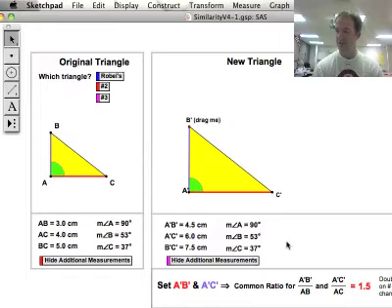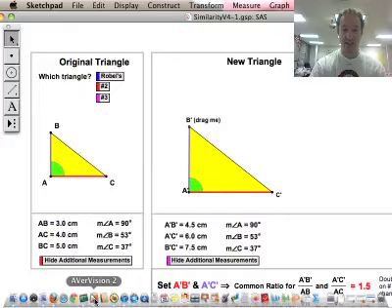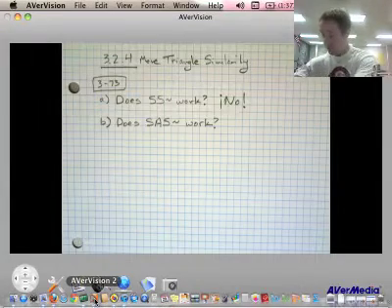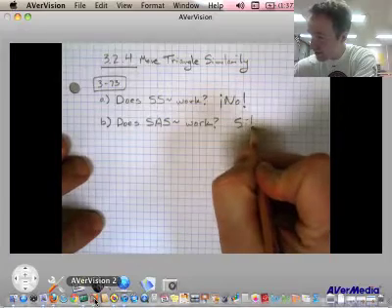They are the same. So does side-angle-side work? If the two side ratios are the same and the angles between those sides are also the same, it looks like those triangles have to be similar. So side-angle-side does work.